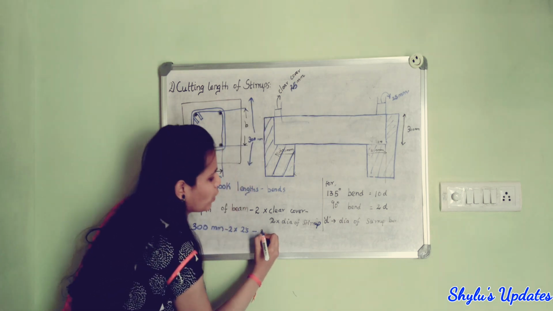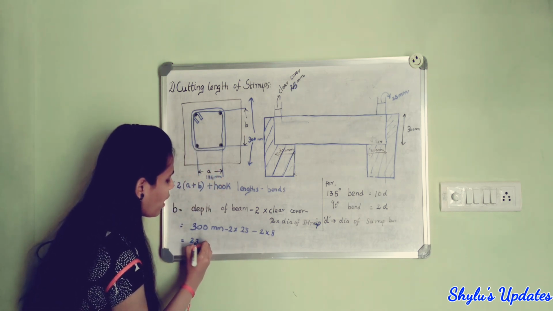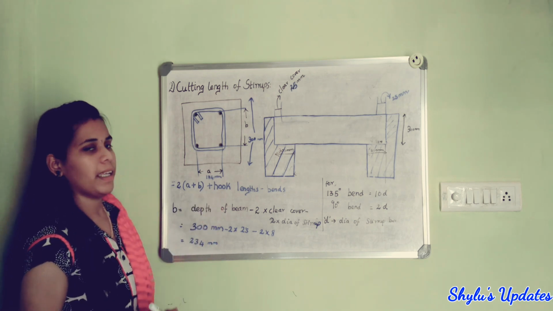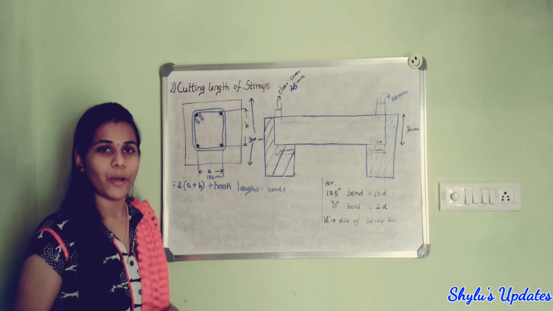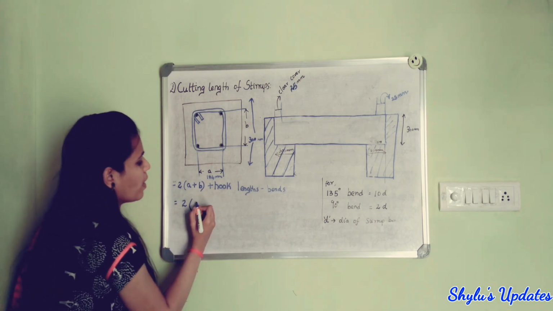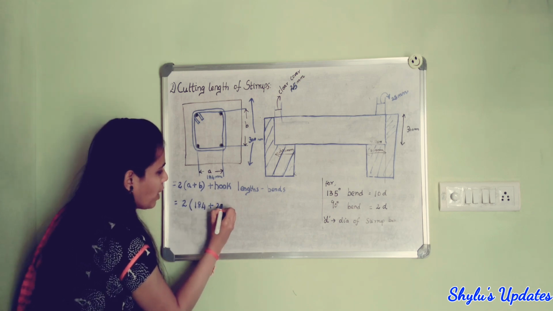So 2 into 8. When we solve this, we get the answer as 234 mm. So this is the answer for B. B answer is 234 mm. Now let us substitute all the answers here. We have got the answer A as 184 mm and B as 234 mm.